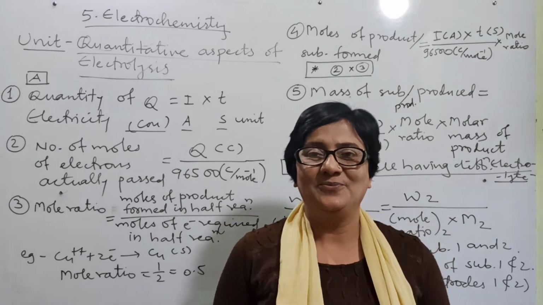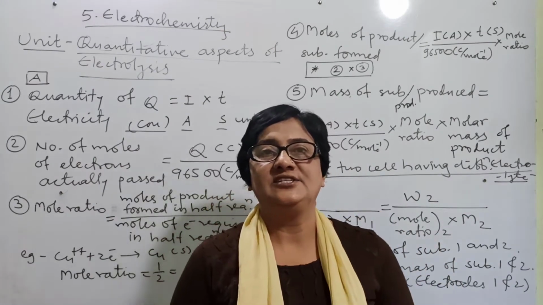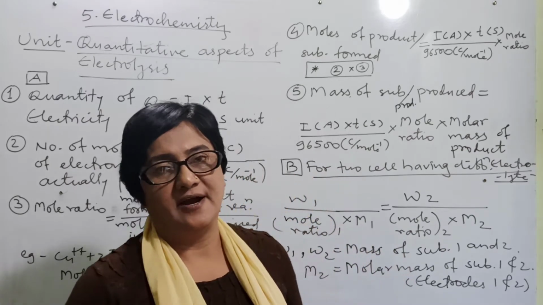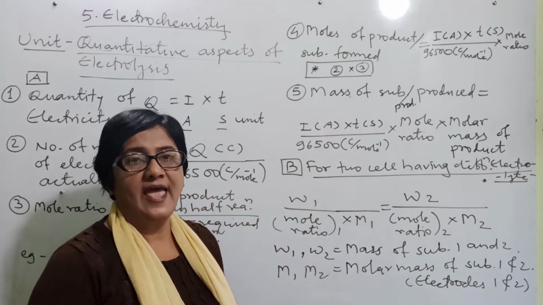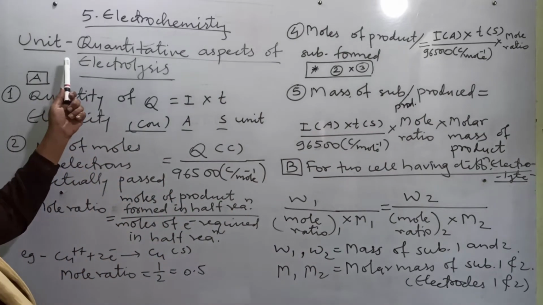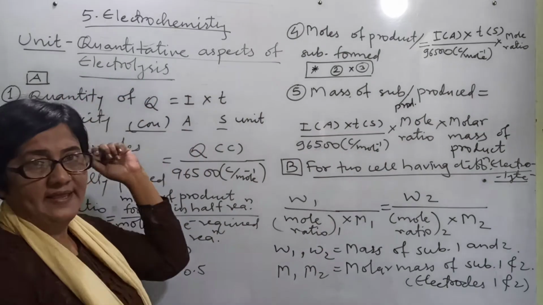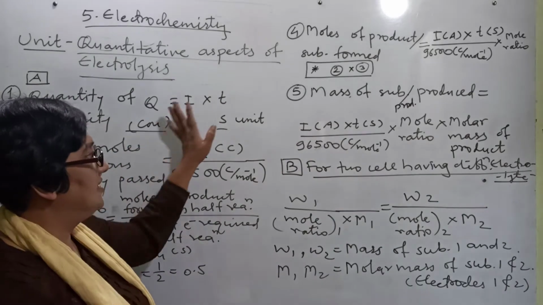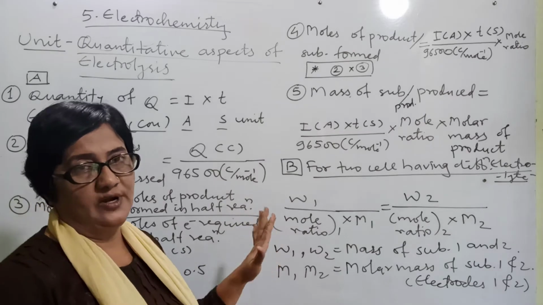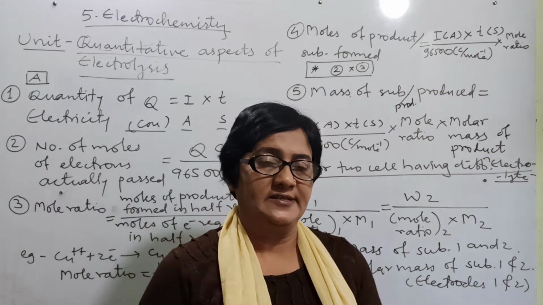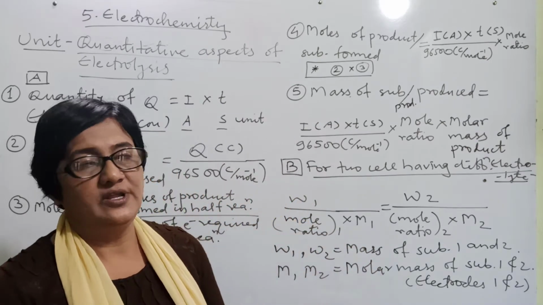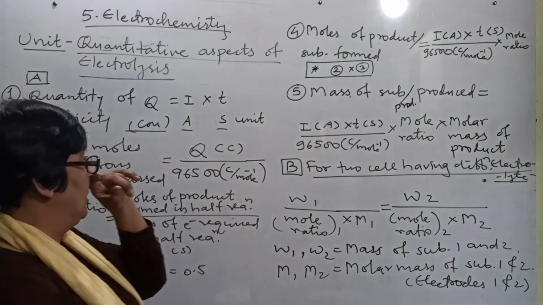Hello students, good morning. We are learning chapter number 5, Electrochemistry, and today's part is very important as far as the numericals are concerned. This unit is the quantitative aspects of electrolysis. In this case the different formulas are given here, and with these we calculate the different numericals. By learning and remembering these formulae, you can calculate the numericals.